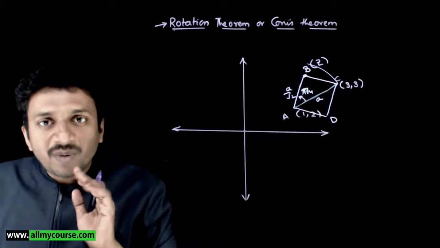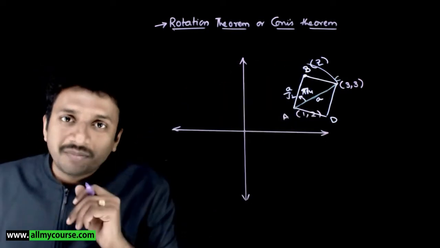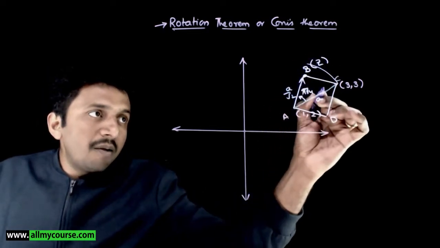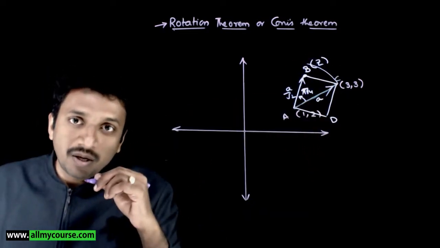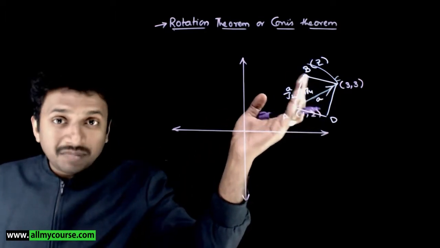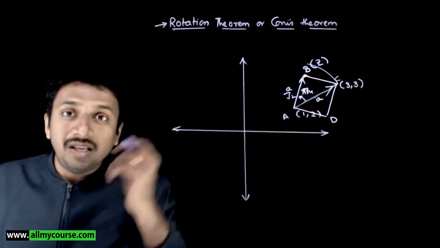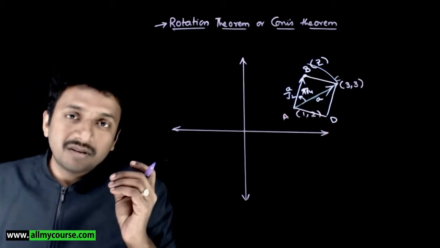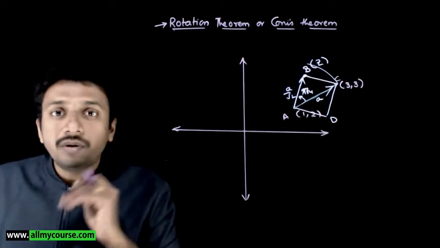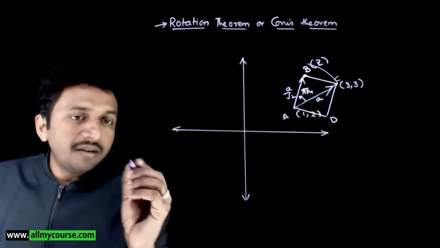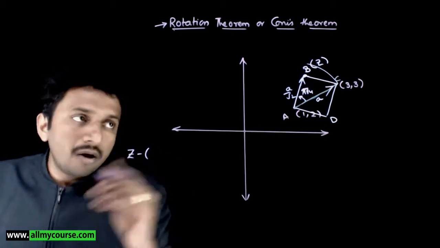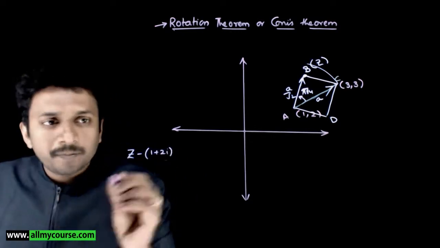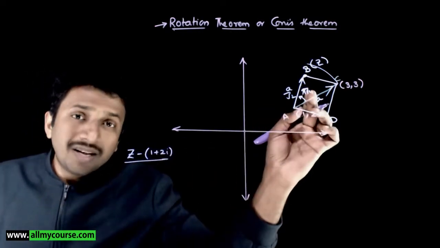So let us consider that this is my required complex number. So what you need to write is the final vector by initial vector is equal to the number of times the final vector's magnitude is with respect to the initial vector into e power i times the angle of rotation from initial to final vector. So what is the final vector? Z minus A, which is z minus (1 plus 2i), divided by what is the initial vector?